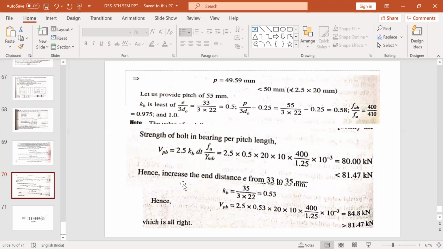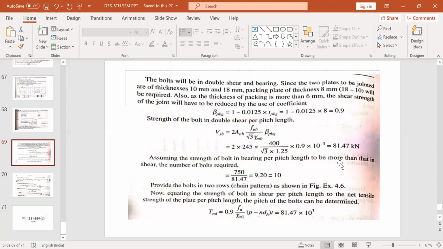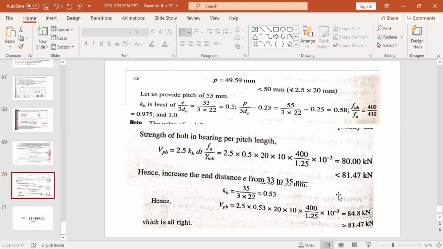Hence, initially we have assumed that the strength of bolt in bearing per pitch length should be more than that in shear, but here it is coming the opposite, reverse thing. So again, increase the edge distance from 33 to 35. Now find kb: if instead of 33 you put 35 and put all these values, you will find kb as 0.53. Now put the kb value of 0.53 in this equation, you will get 84.8.